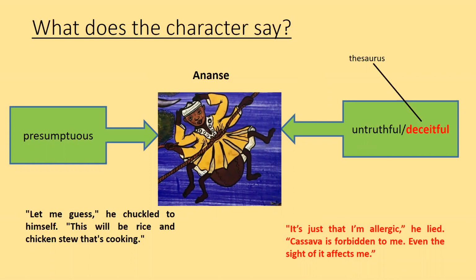And in red, he said, it's just that I'm allergic. He lied. Cassava is forbidden to me. Even the sight of it affects me. This is just re-emphasizing that Anansi was being untruthful. And you can see that I've also written deceitful. I used a thesaurus to actually find a better word than truthful. He was being deceitful.